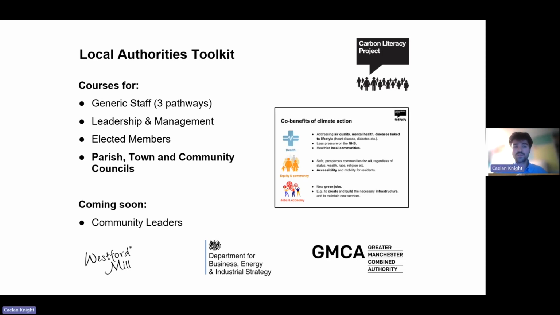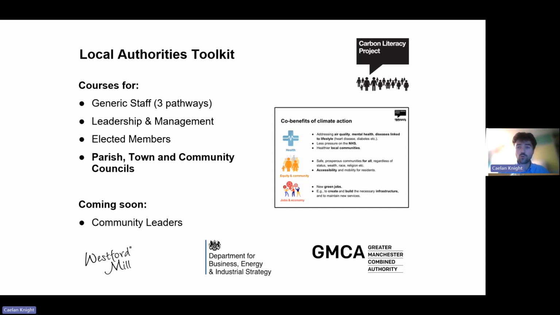So the Local Authorities Toolkit, as I've mentioned, is a suite of courses for various different areas of local government. We started in 2020 with the generic staff course. This was for anyone working in an upper tier local authority. We then produced the leadership and management and elected members courses. Again, these are for upper tier local authorities, but we didn't have anything specific for parish, town and community councils. So last year we pulled together a writing group to develop a more specific course that met the needs of parish, town and community councils.